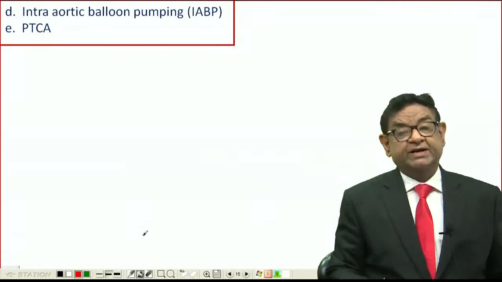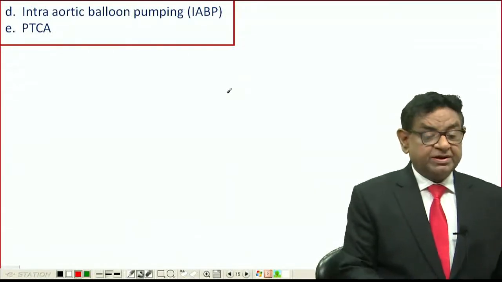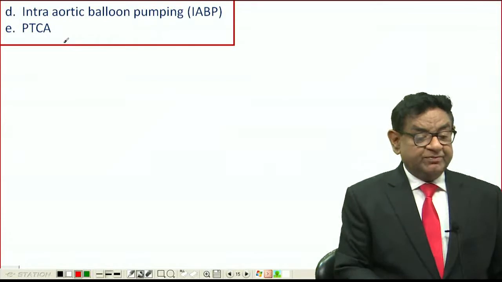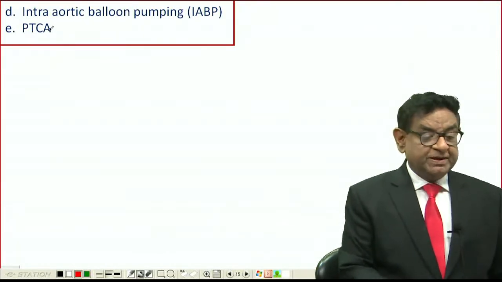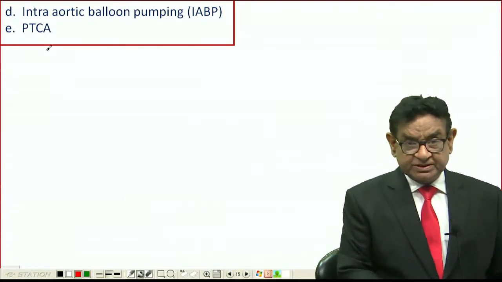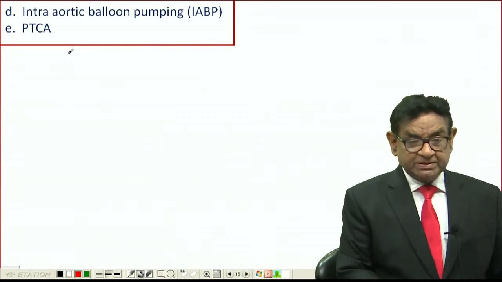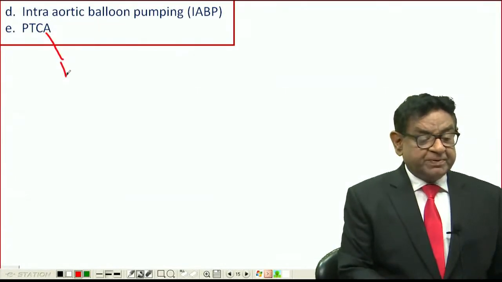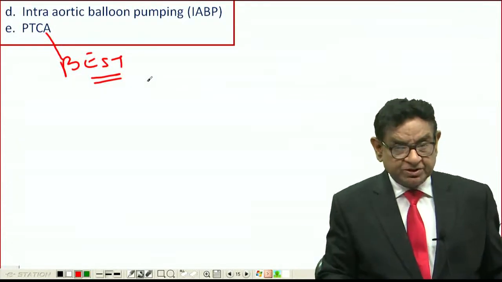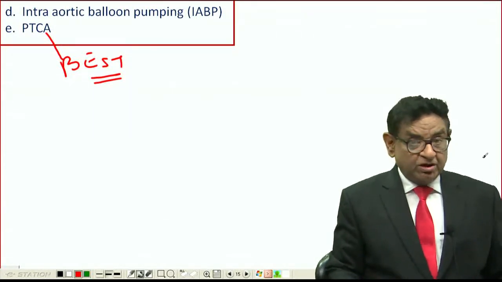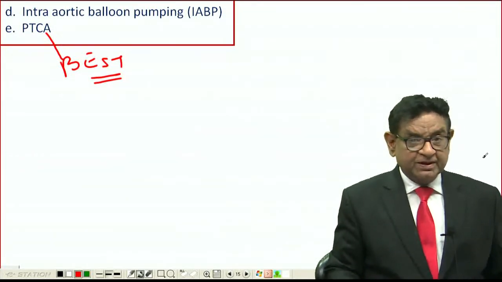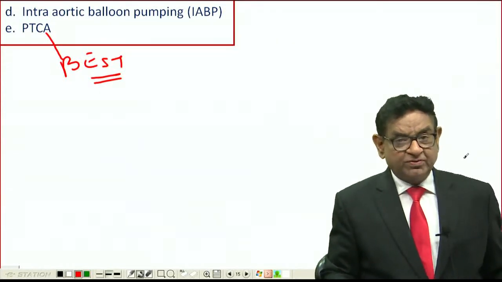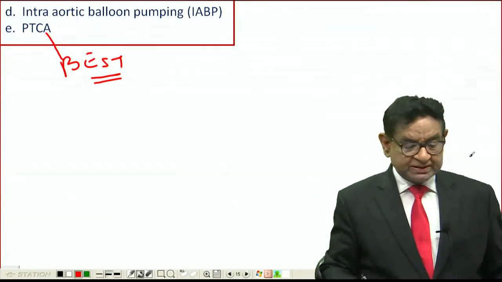But in addition to that, we also use intra-aortic balloon pump, and we also use PTCA. In fact, PTCA is percutaneous transluminal coronary angioplasty. And in fact, this is the best way to treat a case of cardiogenic shock. But this facility is not available everywhere. But infusion of vasopressor is available in all setups.